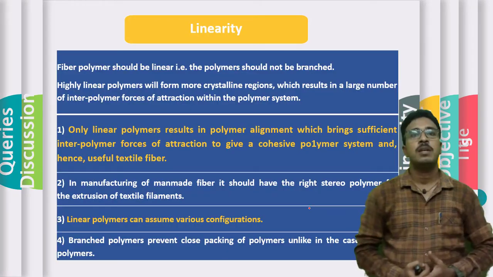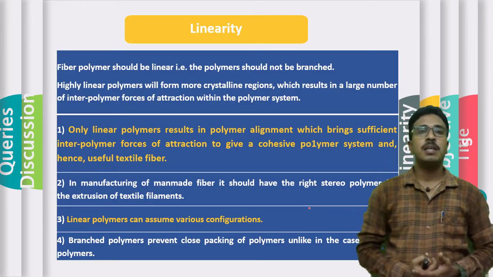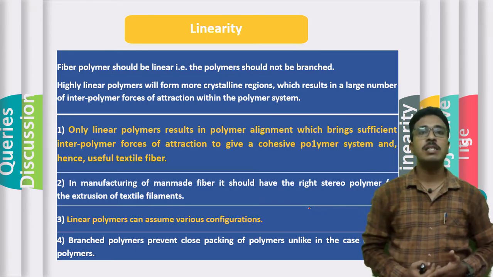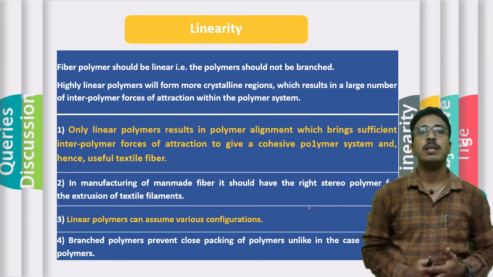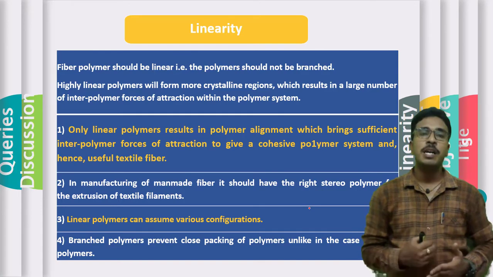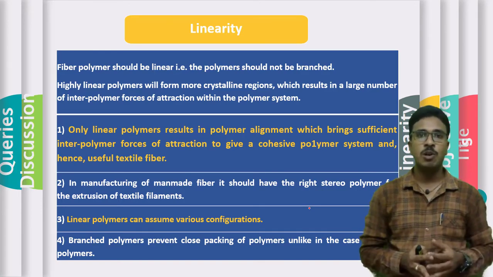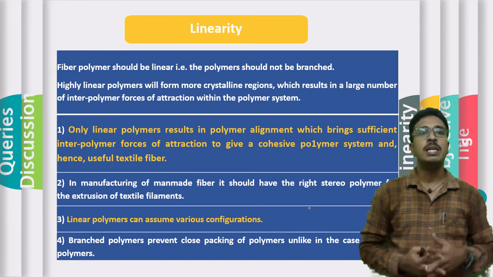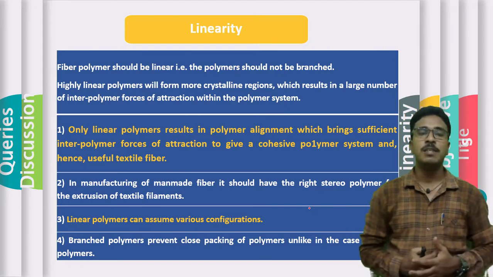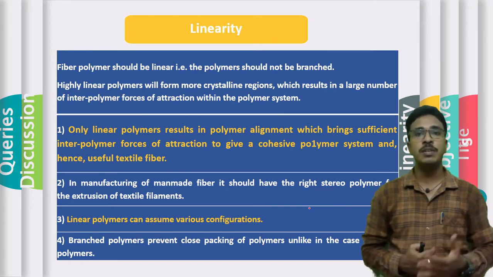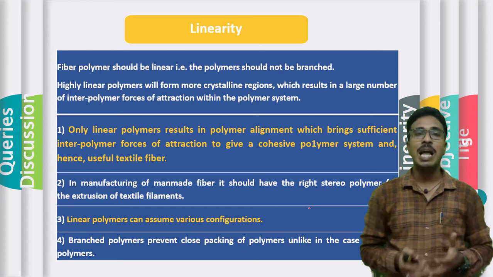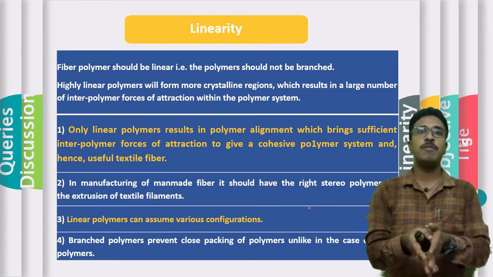Okay. The next important property of a fiber forming polymer is linearity. The fiber forming polymer should not be branched. Highly linear polymers will form more crystalline regions, which results in a large number of intermolecular forces.